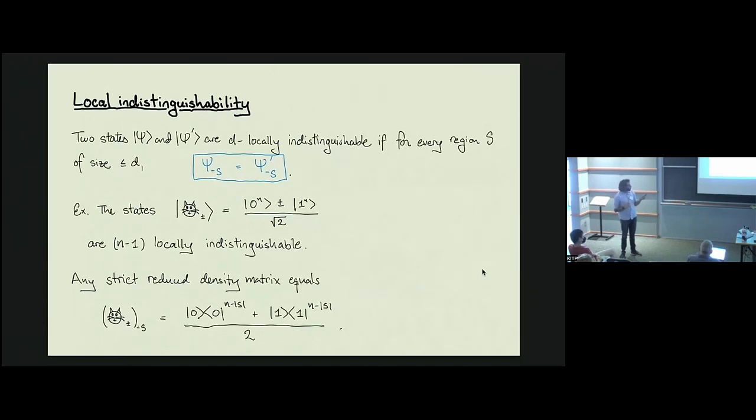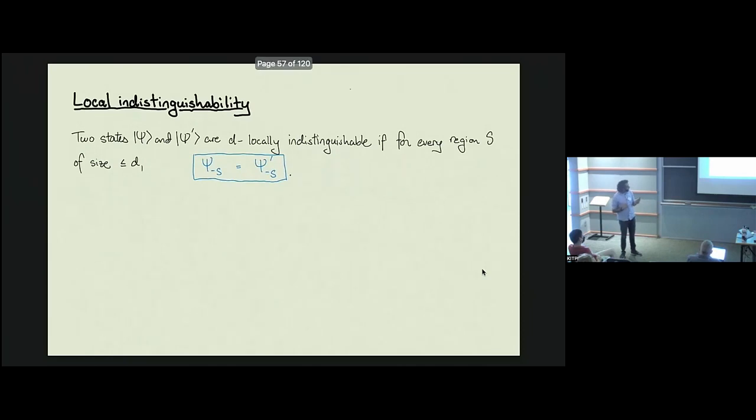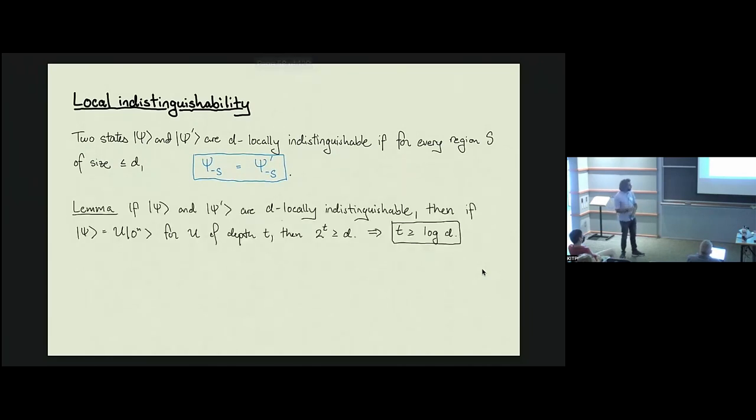So first things first, we can prove a lower bound on the complexity of cat states. And here's how we're going to do that. Here's my lemma. If you have d-locally indistinguishable states, and one of the states was the output of a circuit U of depth t, then t must be greater than log d. Okay? So how am I going to prove this? I'm going to prove it by contradiction. Let's assume that it's false. Let's assume t is less than log d.